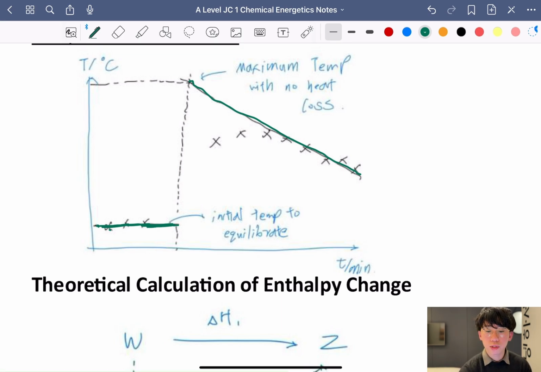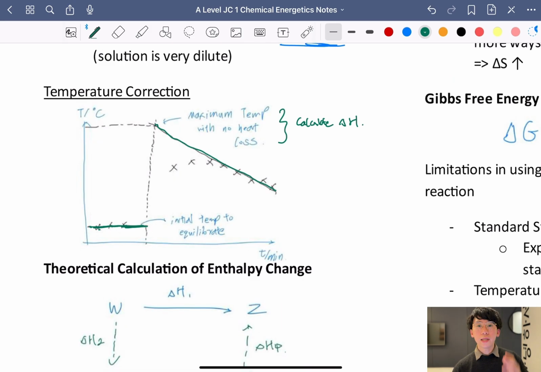And we would usually use this to go and calculate my enthalpy changes. So this is again to account for all the heat losses to either the surroundings or the calorimeter. Now I want to take some time to jump into what are the different types of enthalpy changes.